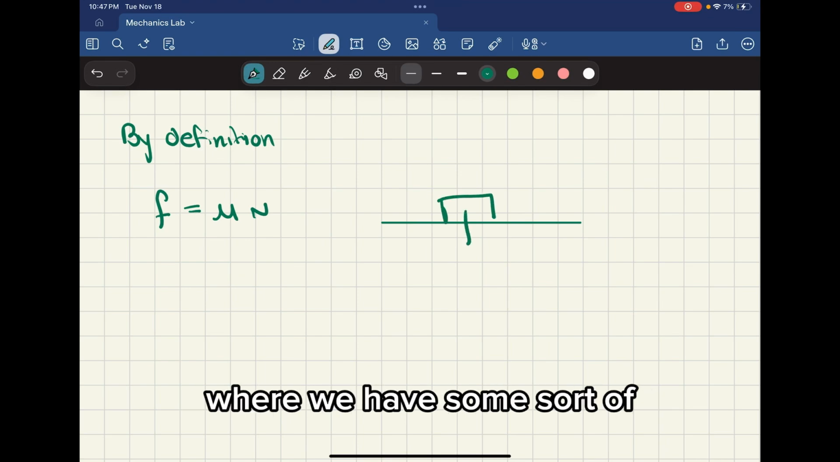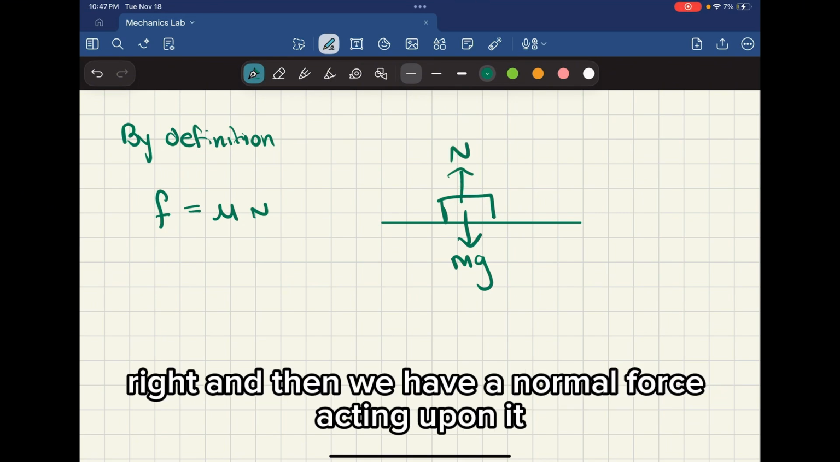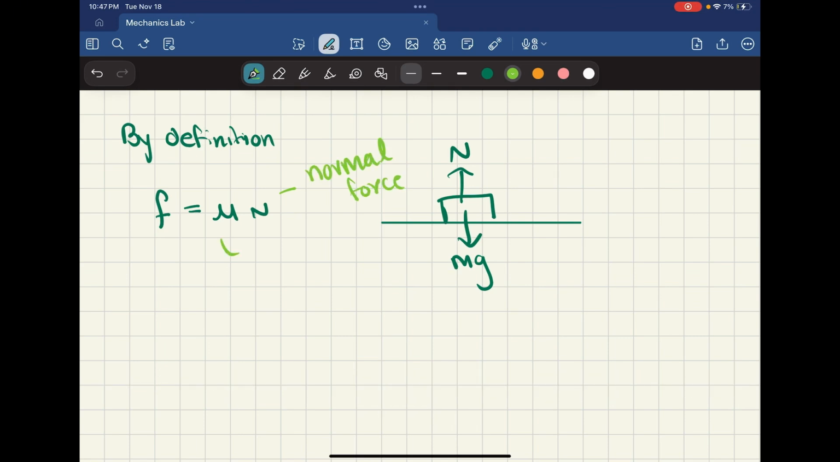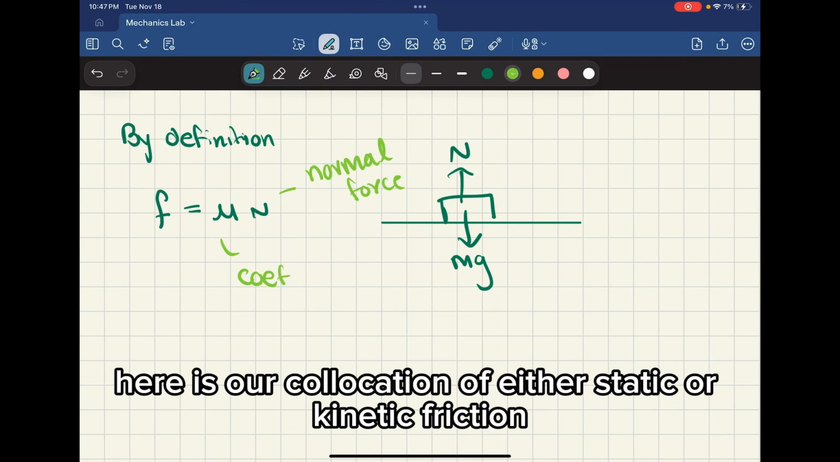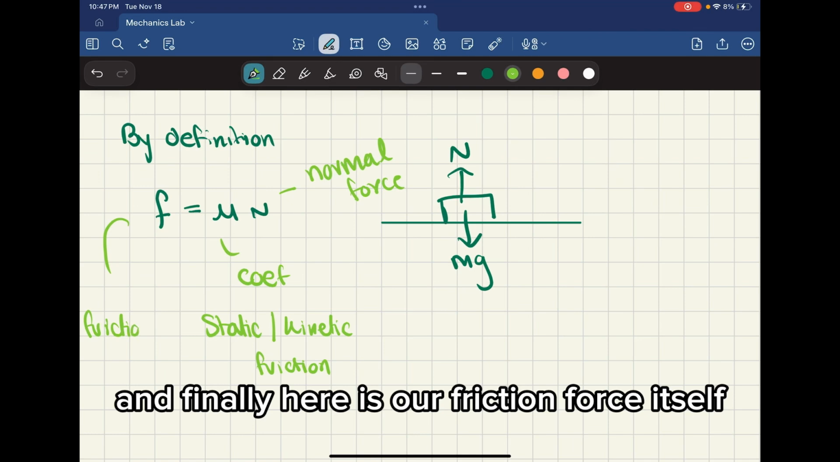Similarly, if we were to draw some sort of free body diagram where we have, let's say, a mass, and that mass times its gravity, right? And then we have a normal force acting upon it. With that being said, here is our normal force. Here is our coefficient of either static or kinetic friction. And finally, here is our friction force itself.